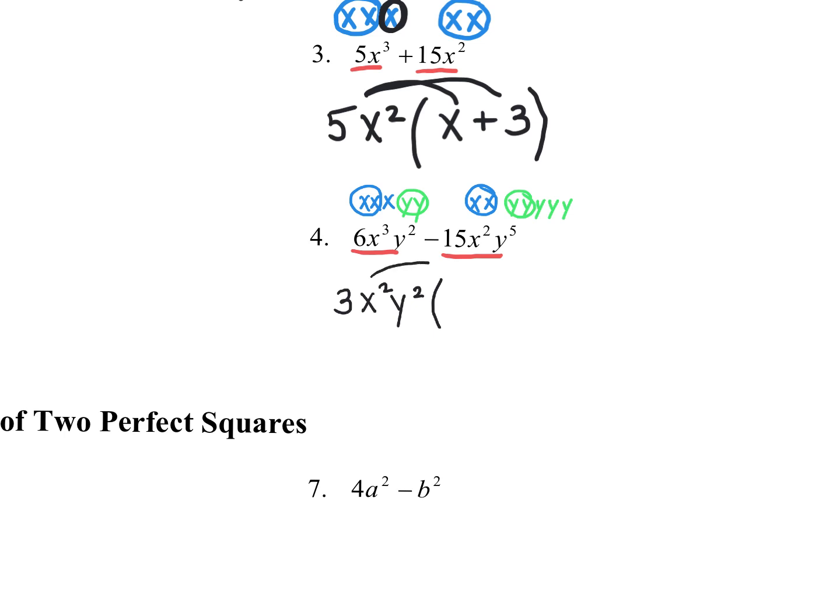So now let's figure out what's missing. 3 times 2 gives me 6. I'm going to need one more x to make that x to the third, and I don't need any more y's. Minus 3 times 5 will make 15. I don't need any more x's, but I do need y to the third. All right, there is your GCF.